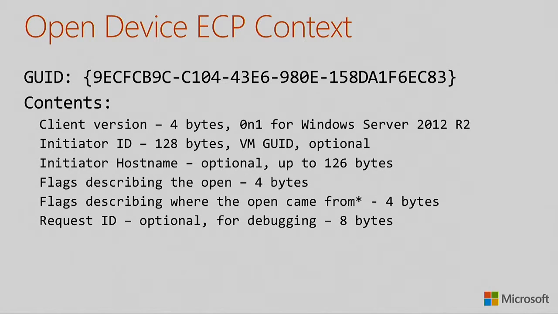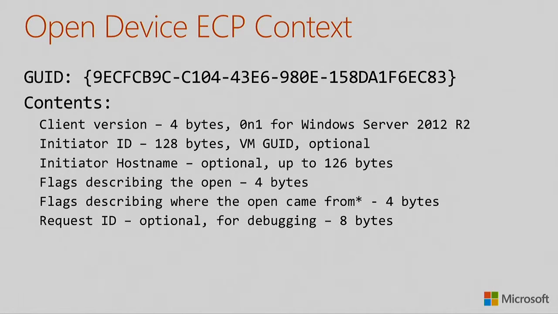So initiator ID. It's a GUID, 128-byte GUID. Okay. The host name, again, optional. This is the host that the virtual machine resides on. It makes it really useful for debugging. If on the file server you can say, hey, this VM ID on this host is causing a problem or having a problem. Gives the administrator a good place to look.